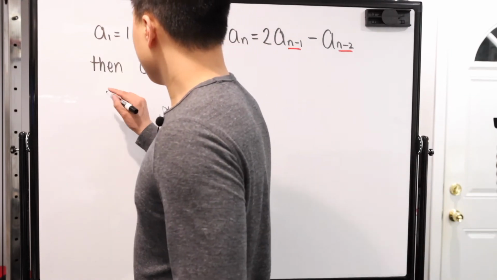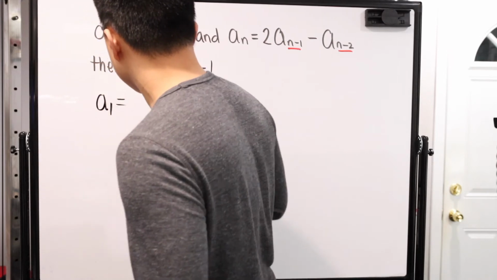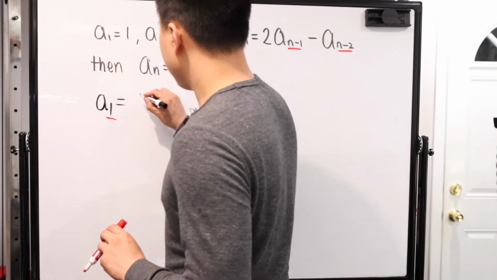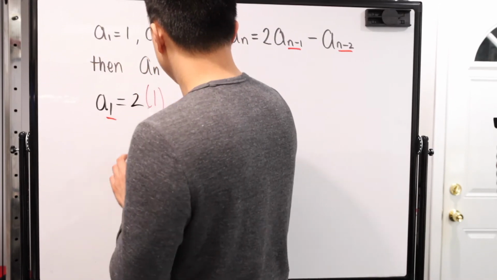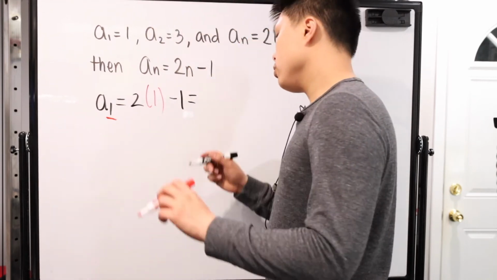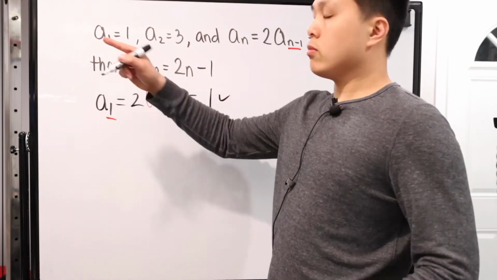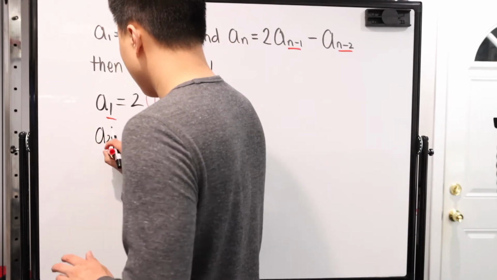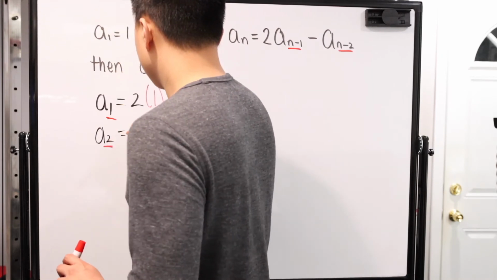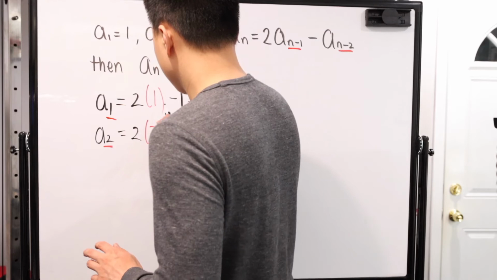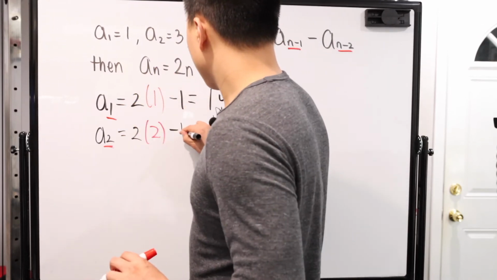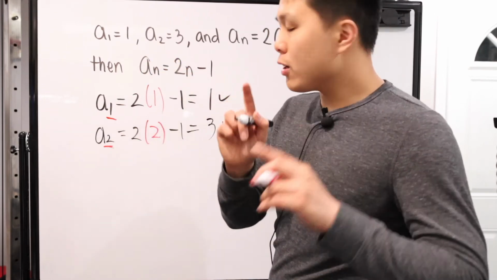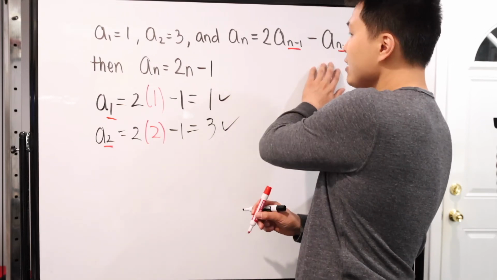So let's do this. a sub 1 equals, well, since we're looking at n equals 1, that's going to be 2 times 1 minus 1. 2 minus 1, 1. Good. First starting point, valid. Second one, a sub 2, right? That's where our n equals 2, so 2 times 2, based on this formula, subtract 1, that's 4 minus 1, 3. Good. Both starting points work.